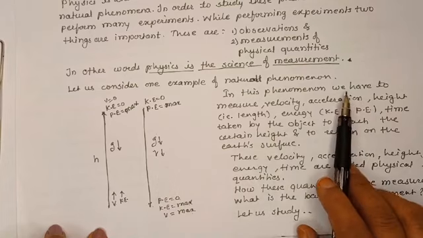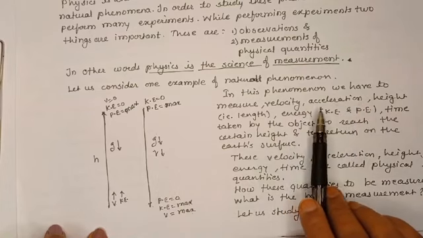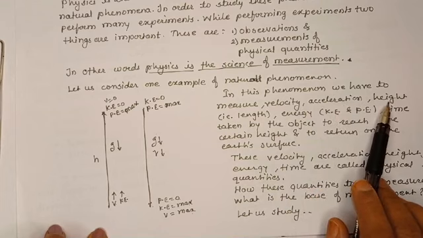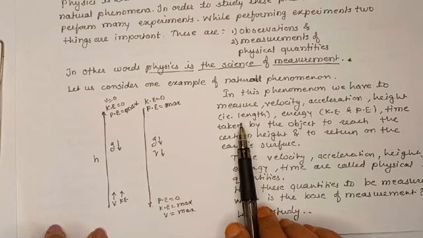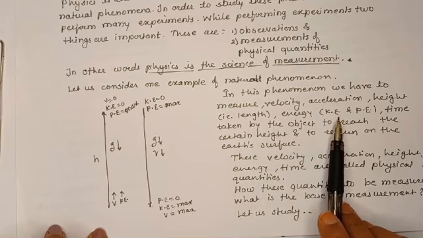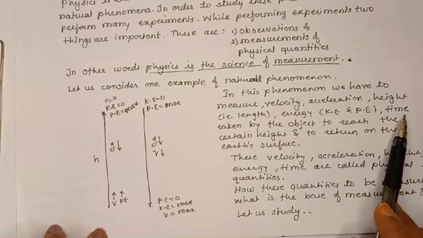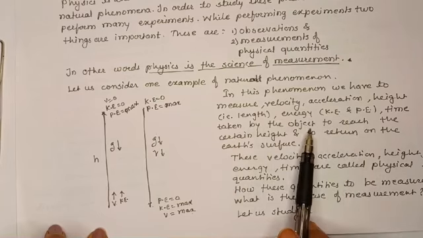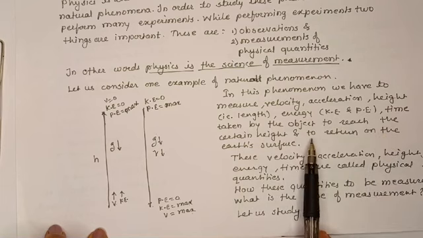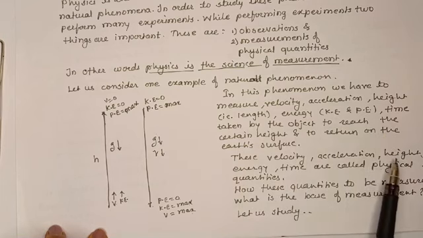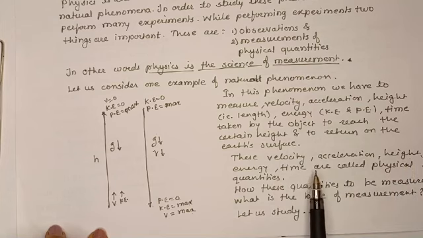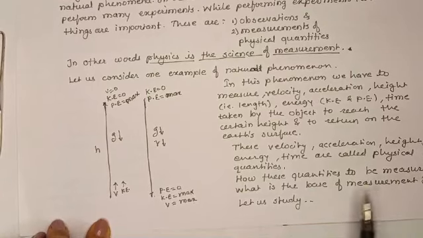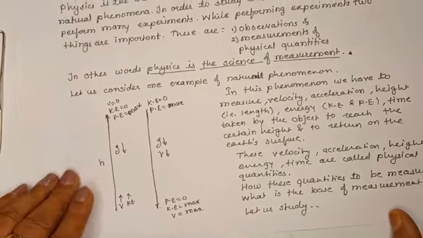In this phenomenon, we have to measure velocity, acceleration, height, that is length, energy, that is kinetic energy and potential energy, and the time taken by the object to reach the certain height and to return to the earth's surface. These velocity, acceleration, height, energy, time are called physical quantities. How are these quantities to be measured? What is the base of measurement? Let us study.